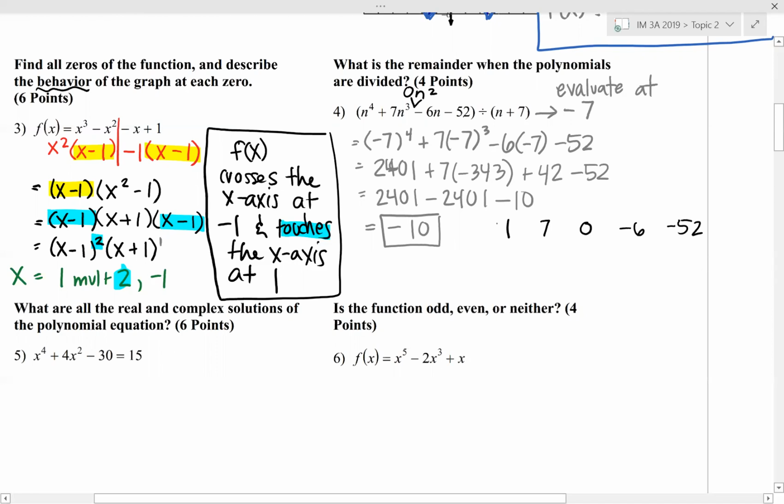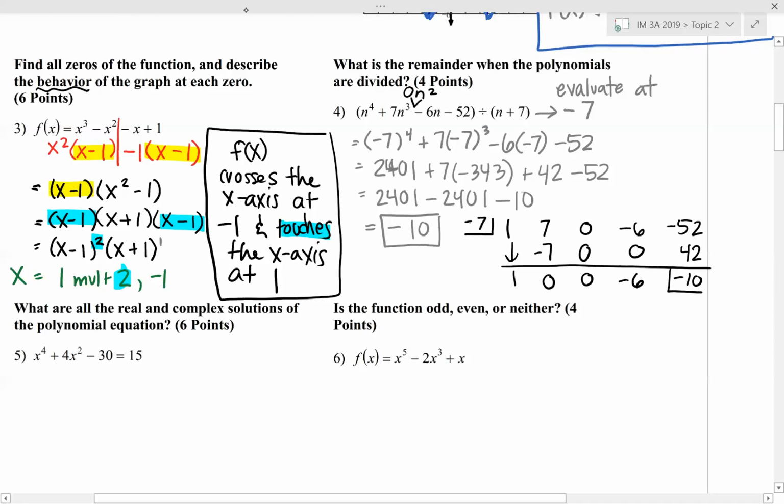And so a lot of people miss this question on the quiz because they didn't add their 0 placeholder. So notice that if we do this with the 0 placeholder, we should get a -10 as our remainder here. So -7 times 1 is -7. 7 plus -7 is 0. 0 times anything is 0. 0 plus 0 is 0. 0 times 7 is still 0. Then we have -6, which multiplied times -7 gives us a positive 42, which also gives us that -10.